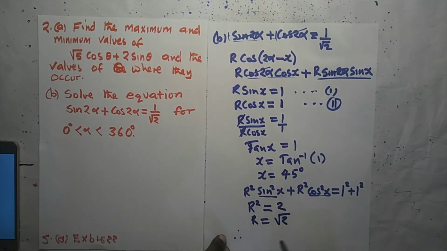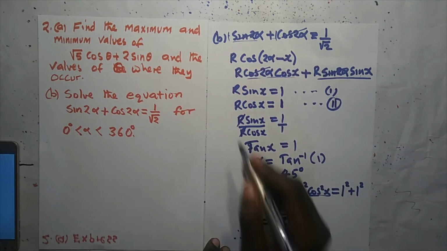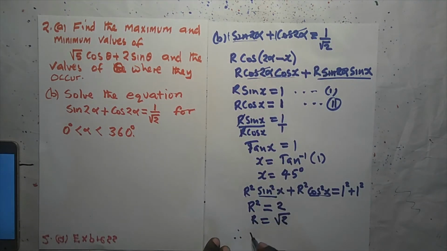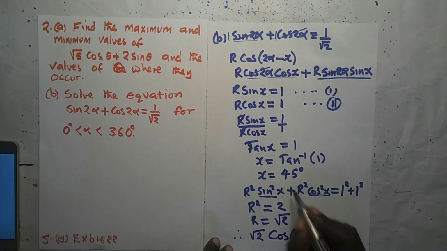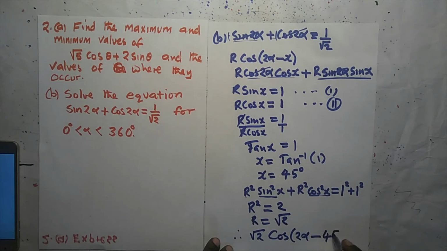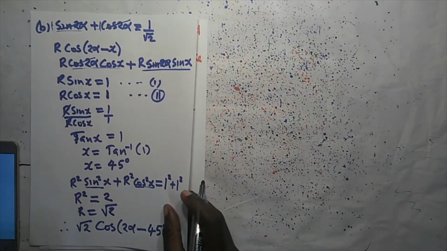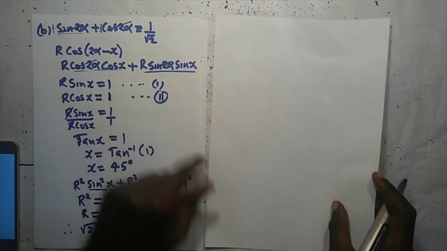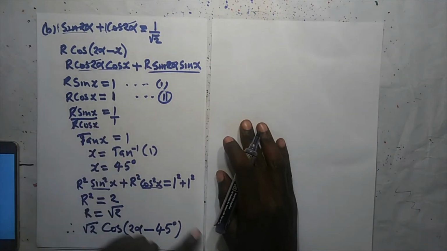And so our function now in this form is going to be, our r is root 2 cos 2 alpha minus our x is 45 degrees here. And so we have it in this form. Now we can solve our equation. Okay, so now let's solve our equation.